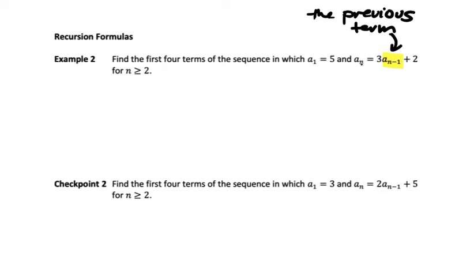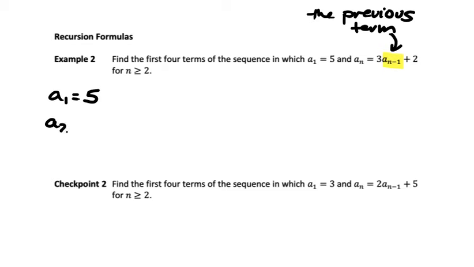So if your current term is n, n minus 1 would give you the previous term. So for example, if you want to find a sub 5, this would be a sub 4 because 5 minus 1 is 4. And a sub 4 is the previous term to a sub 5. So to find the first 4 terms of this sequence, the first term is the easiest. It's 5. So there's no trick to that. They're just giving you that answer. So that's for free. A sub 1 equals 5.